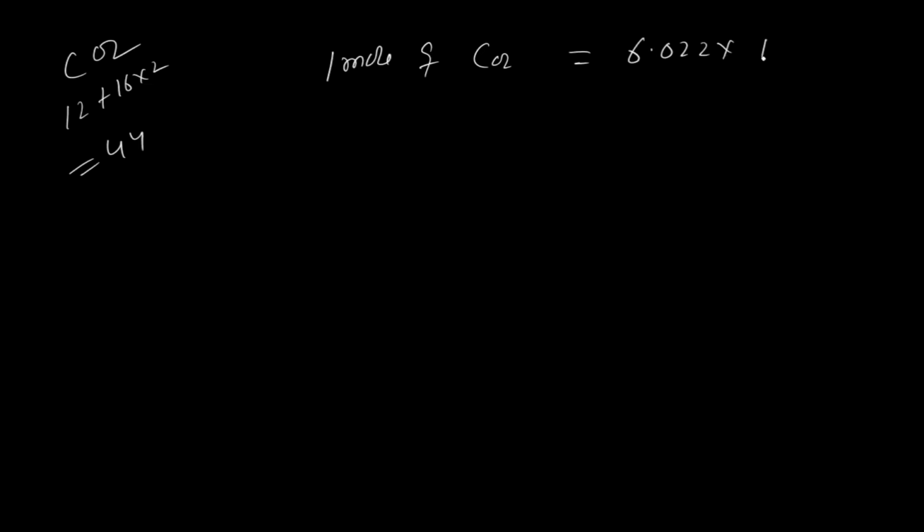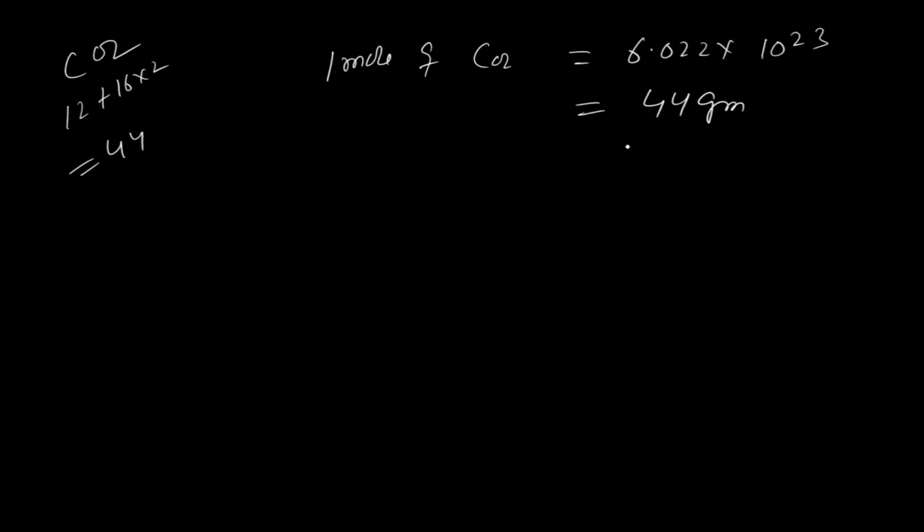The question has carbon dioxide. Similarly, 1 mole of carbon dioxide, and carbon dioxide is CO2. Carbon is 12 plus 16 into 2, it will come 44. So 1 mole of carbon dioxide is equal to 44 gram, or 1 mole of molecules is equal to 6.022 into 10 power 23. It is also equal to the gram molecular mass, and the gram molecular mass of carbon dioxide is 44, so 44 gram.